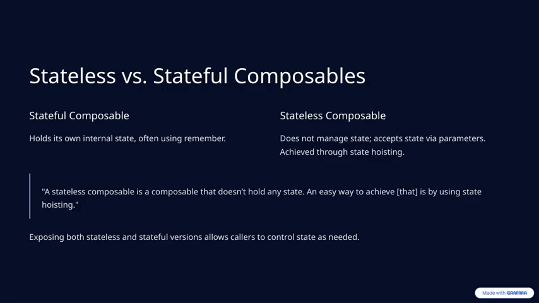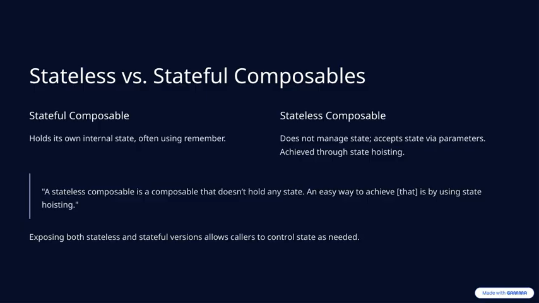Let's talk about stateless versus stateful composables. A stateful composable is one that manages its own internal state, often using the remember function to keep track of data across recompositions. This means it's responsible for its own state, making it more self-contained. On the other hand, a stateless composable doesn't handle its own state. Instead, it relies on external parameters to receive any necessary data, which is achieved through a technique called state hoisting.